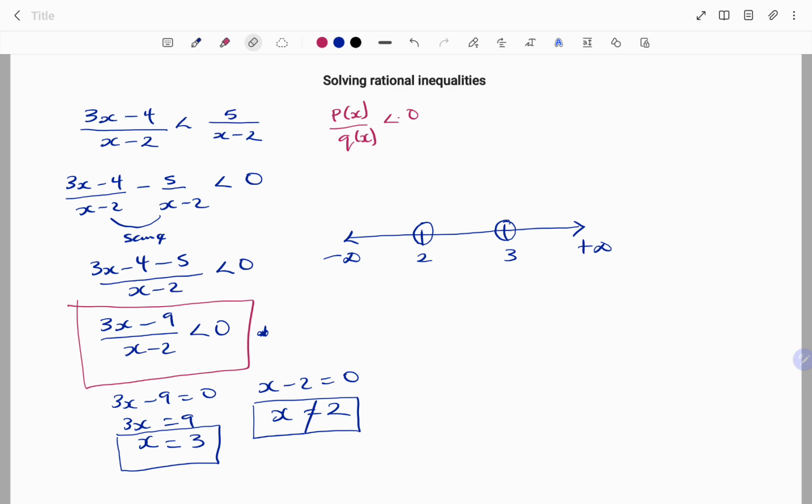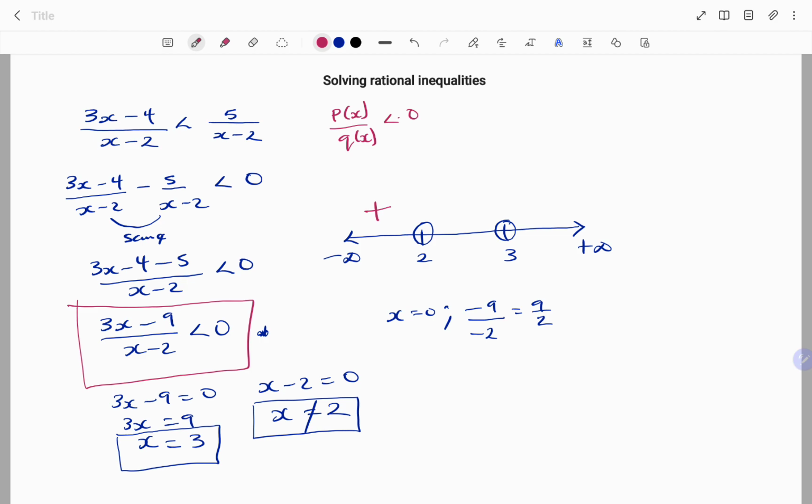So for the first one, we are going to test, for this region, let's say our x equals 0. If our x equals 0 and we put that back into the inequality, we're going to have 0 times 3, 0, minus 9, divided by 0 minus 2, that's minus 2. And that will give us a positive value, 9 over 2. And because it's giving us a positive value, that means our x cannot be 0. We're going to have a positive value here. I'm going to write positive here.